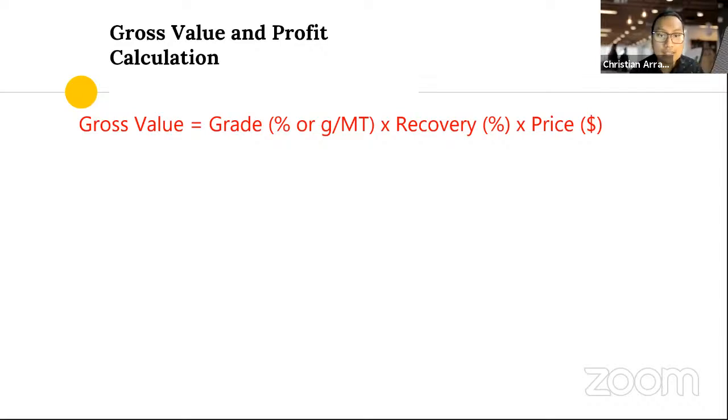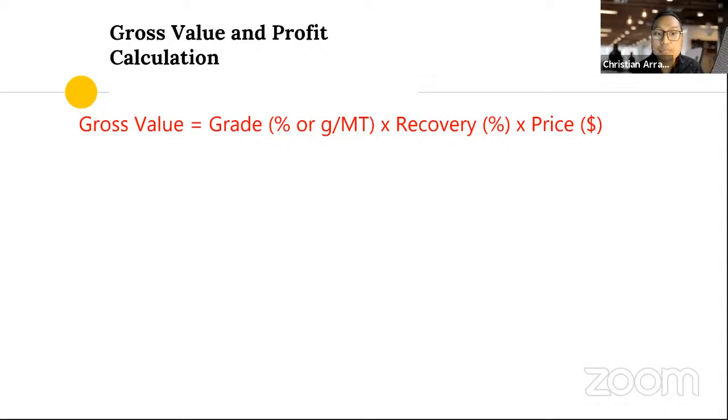Try to look at this formula. If you have the grade, how much material there is, you multiply it by recovery in terms of percent, ibig sabihin how much percent of the material you're going to get, and then you multiply it with the price of the metal. May sumagot, no? The answer is actually revenue. So some of you got the correct answer. Gross value is equal to revenue. Take note of that.